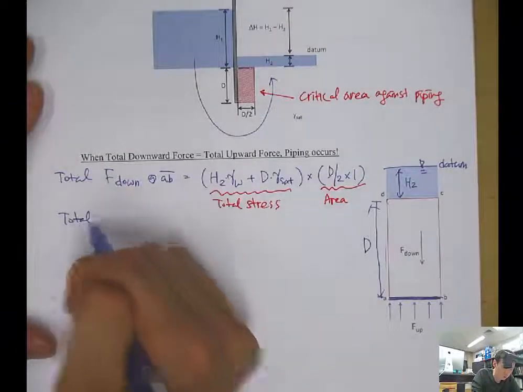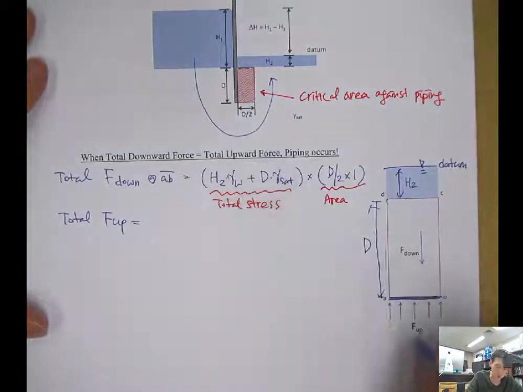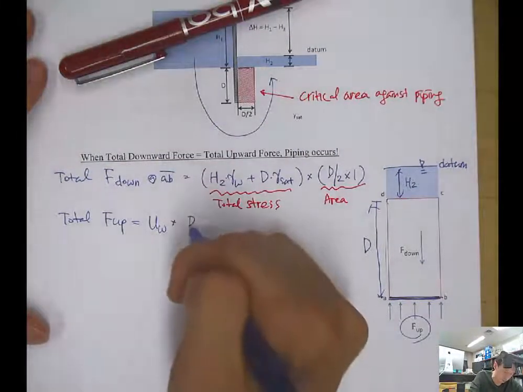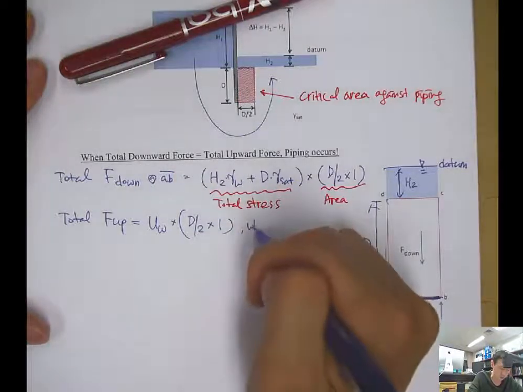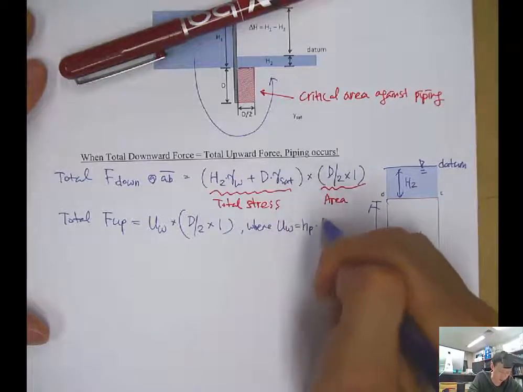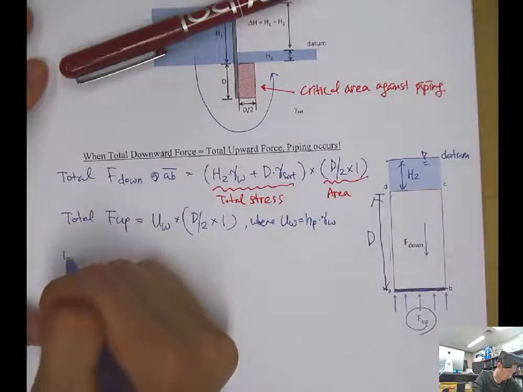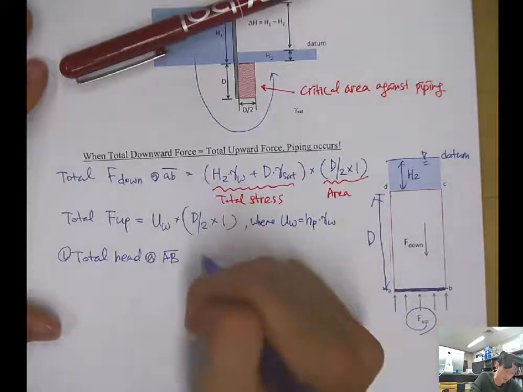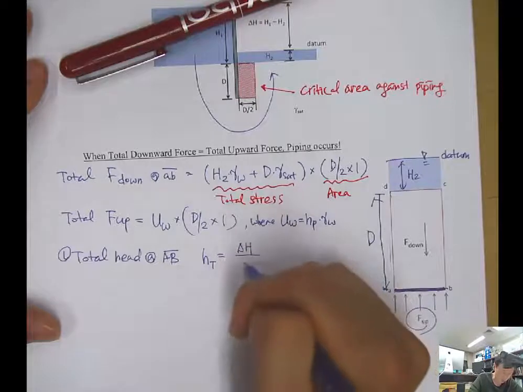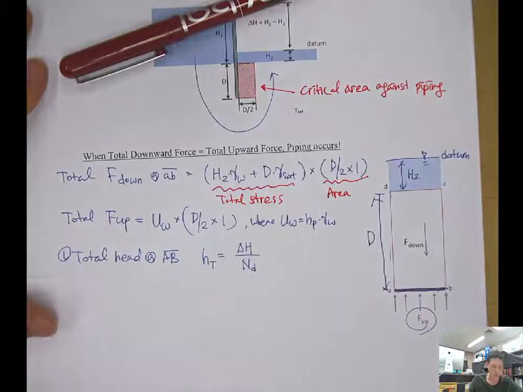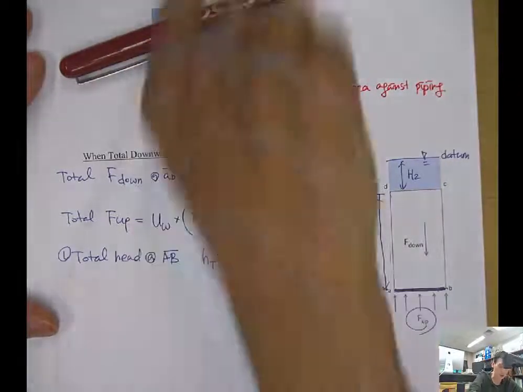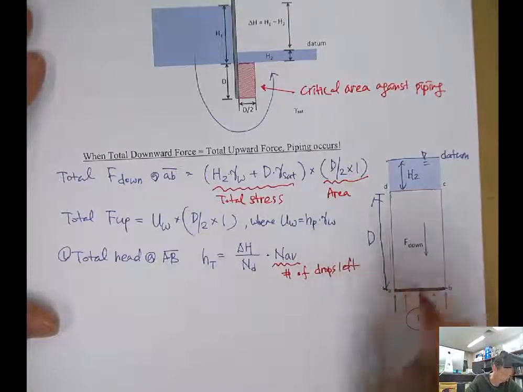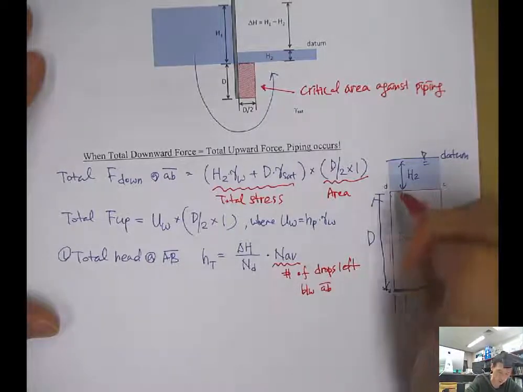And this is total stress. And the upward force is the water pressure acting on the plane AB. So water pressure UW times D over 2 times 1 meter, where the water pressure is HP times gamma W. Then the total head across the plane AB is HT, delta capital H over the total number of equipotential drops ND, times NAV. So here NAV is what? The number of drops left between plane AB and CD.